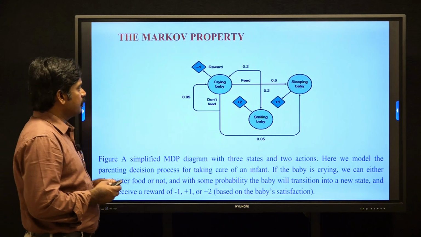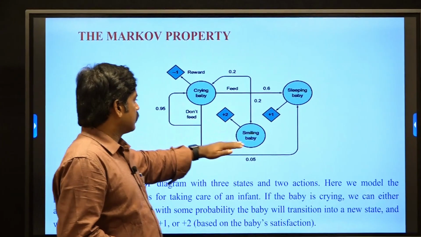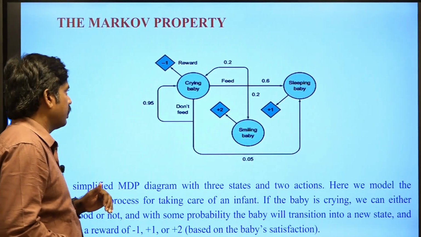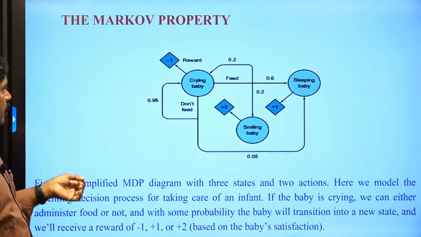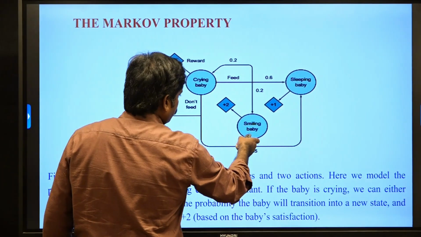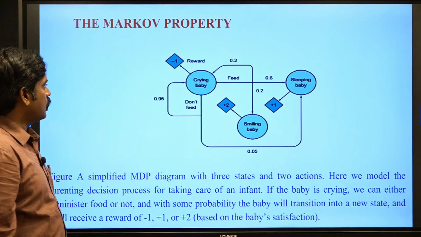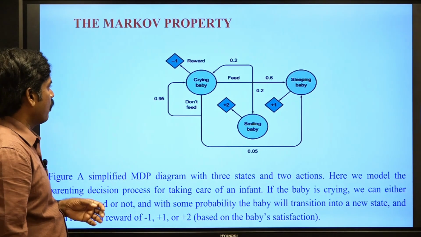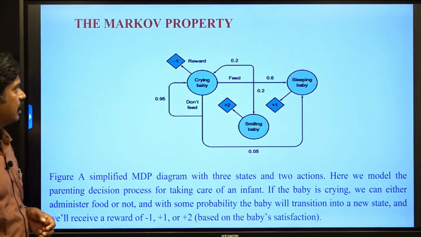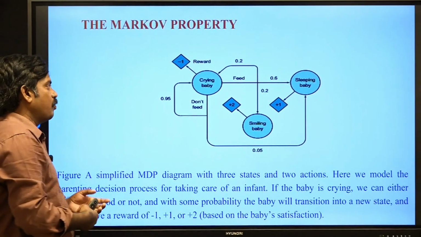Now one example. In this example, we have three states: a crying baby, a smiling baby, and a sleeping baby. Each state has a reward: -1 for the crying baby, +2 for the smiling baby, and +1 for the sleeping baby. The actions are also mentioned. What are the actions here? Feed and don't feed. These two are the actions here.